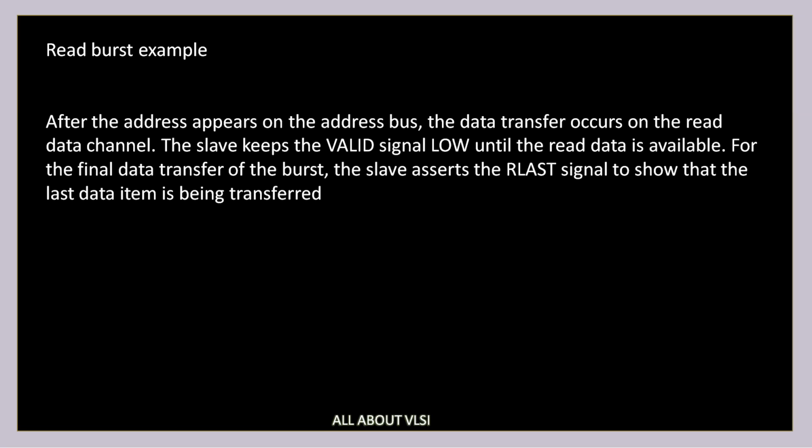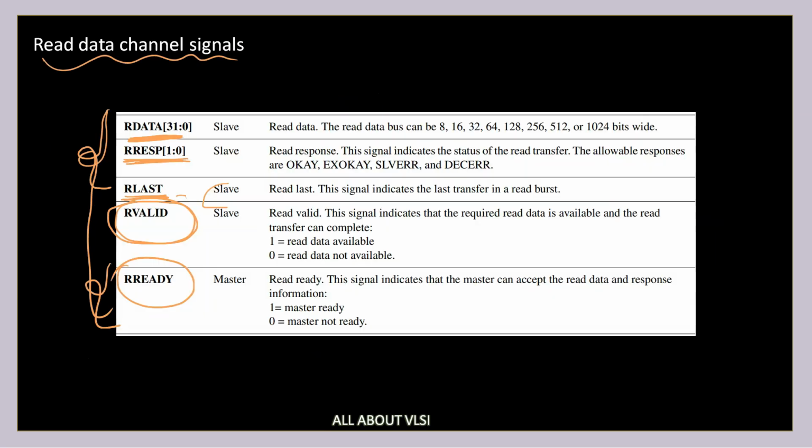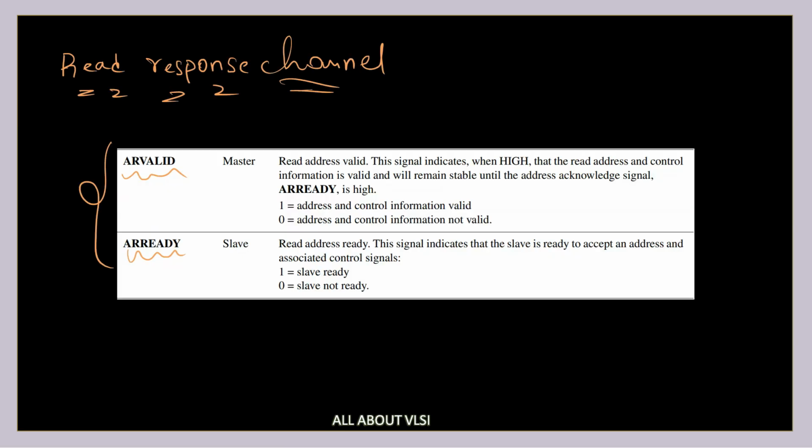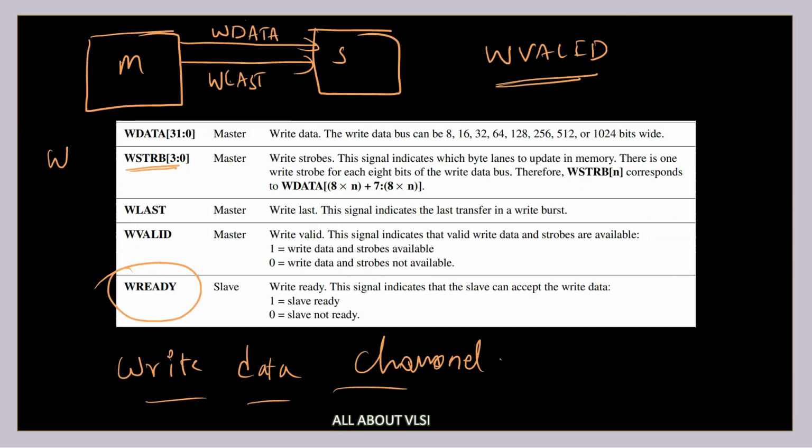In our previous videos, we have discussed the signals associated with each and every channel. For example, in our write address channel we have some set of signals, in the read data channel we have some set of signals, and in the read response channel we have some set of signals associated with the channel. And we have learned the significance of those particular signals in more detail.